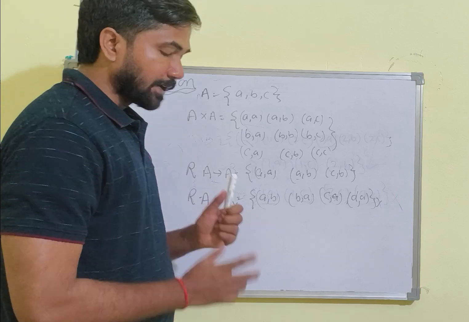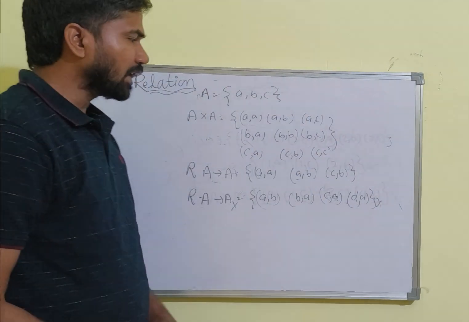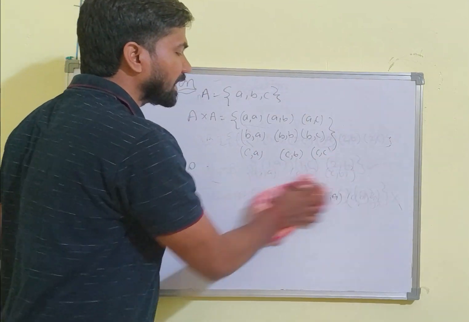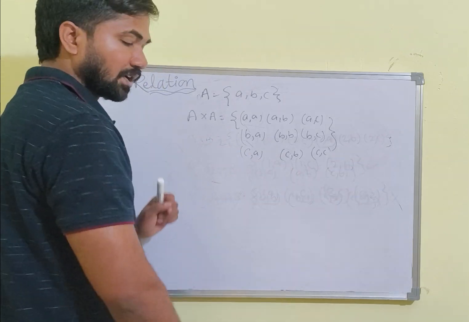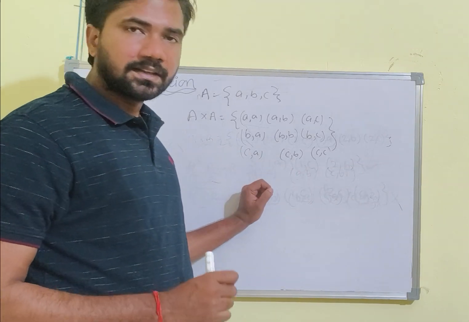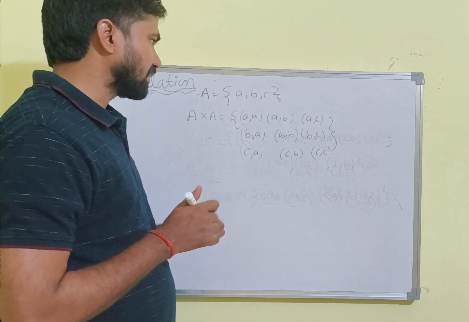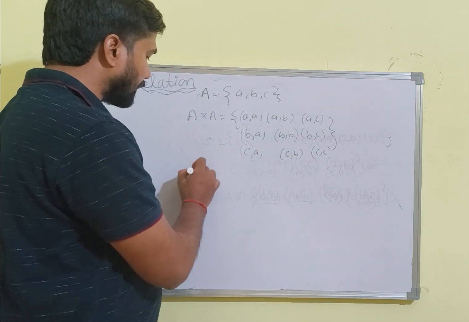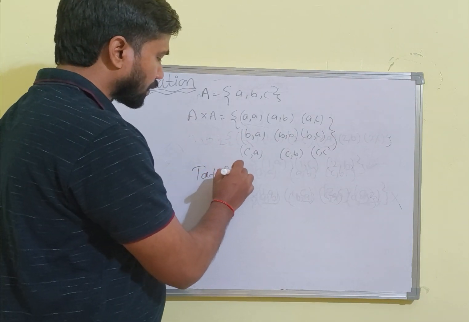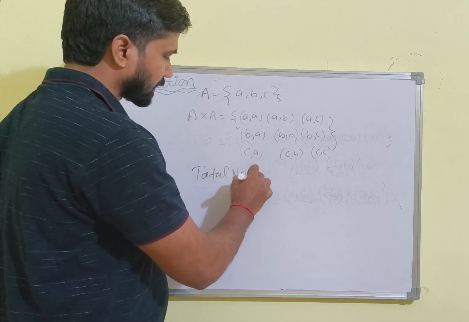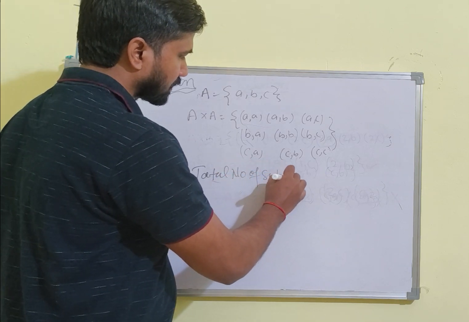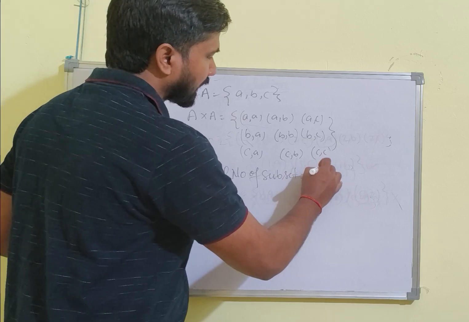Now, okay, see this. One question came: how many relations are possible in such a way? So simply, what is that? A relation is what? A subset of A cross A. So we know that the total number of subsets is 2 power n.